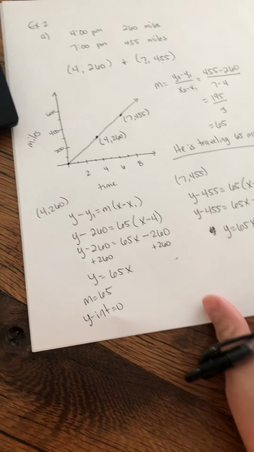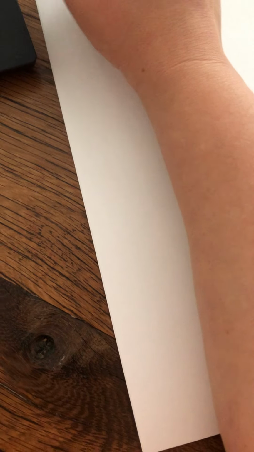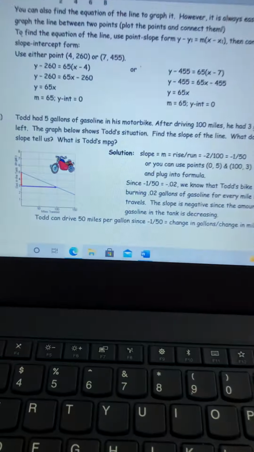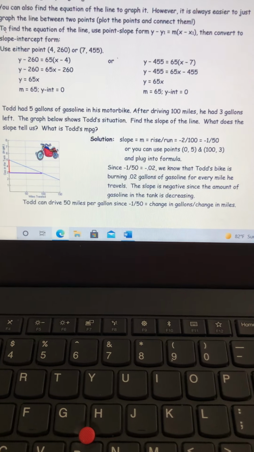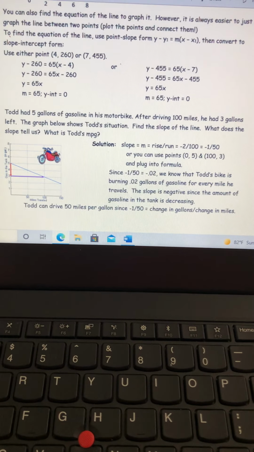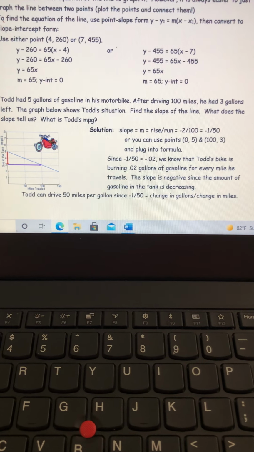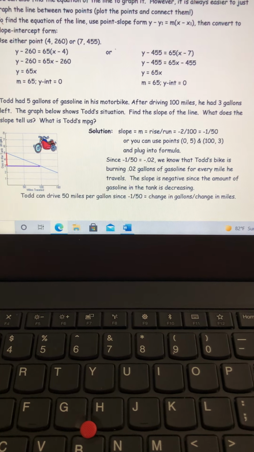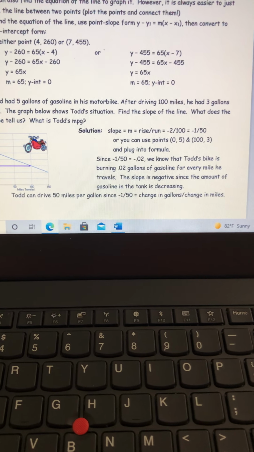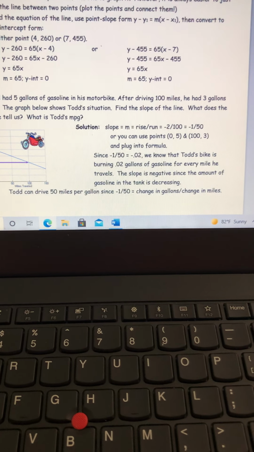So part B here, for example 2, again, I'll show you the things so I don't have to write it all. Todd had 5 gallons of gasoline in his motorbike. After driving 100 miles, he had 3 gallons left. The graph below shows Todd's situation. Find the slope of the line, and what does the slope tell us, and what is Todd's miles per gallon.